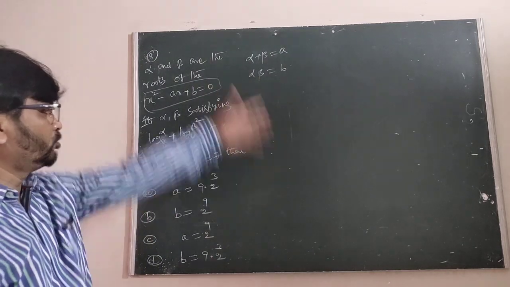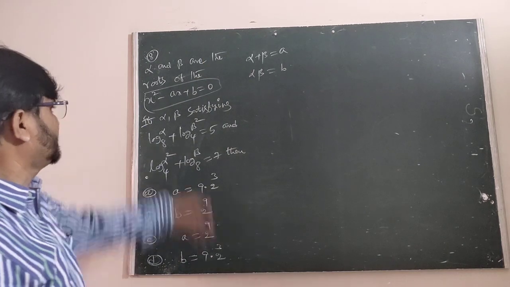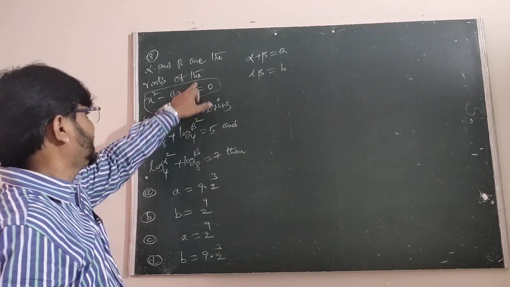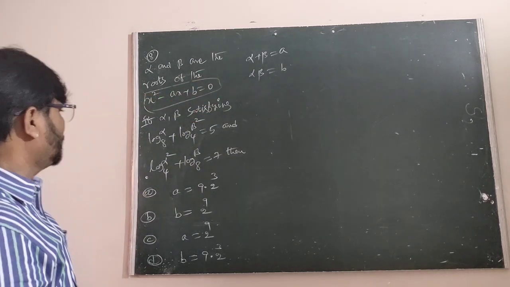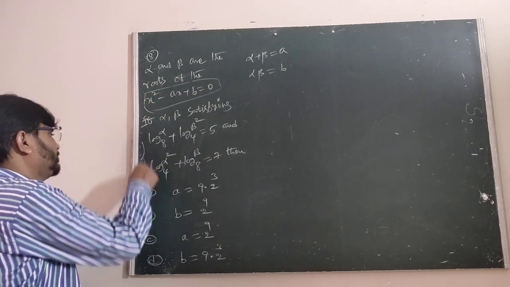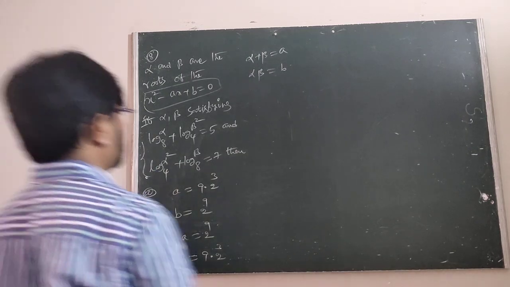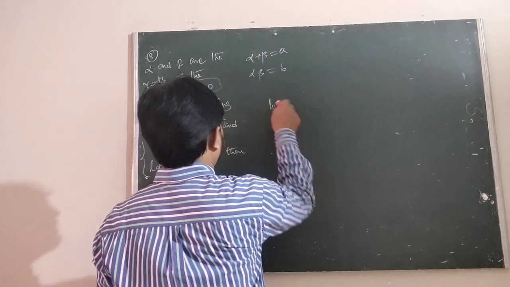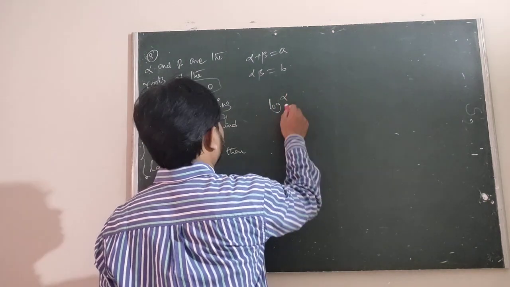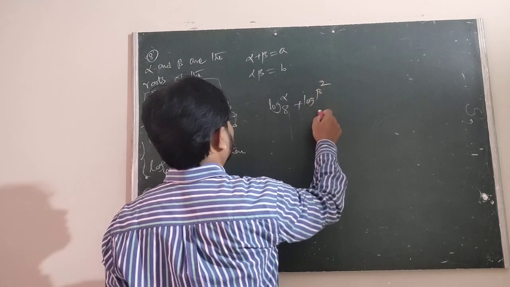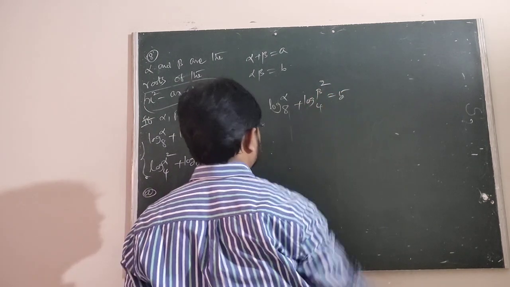Therefore the sum of the roots alpha plus beta is minus b by a, which is a, and the product of the roots is c by a, which is b by 1. Now alpha, beta satisfy these equations. So now we can write the first equation: logarithm of alpha base 8 plus logarithm of beta base 4 squared equal to 5. This is the first equation.